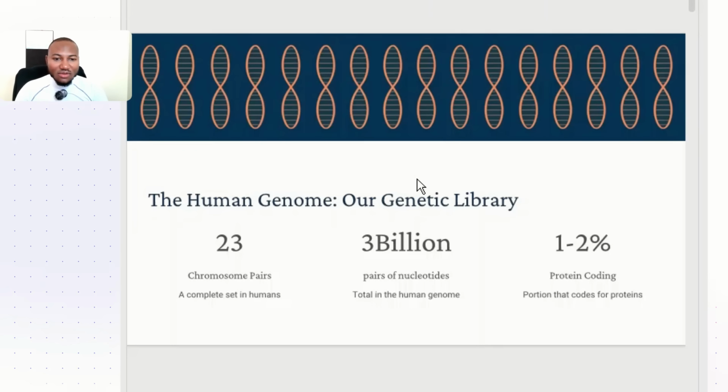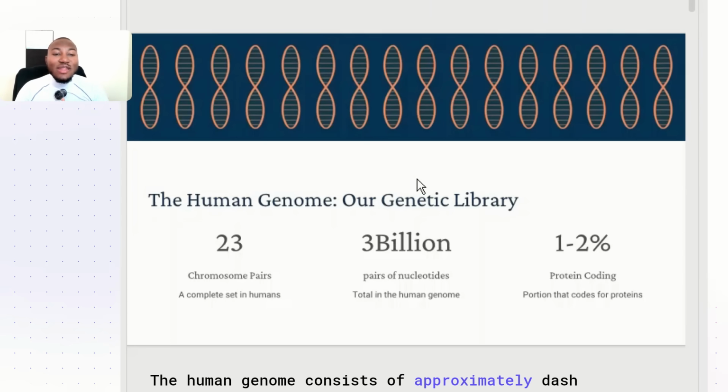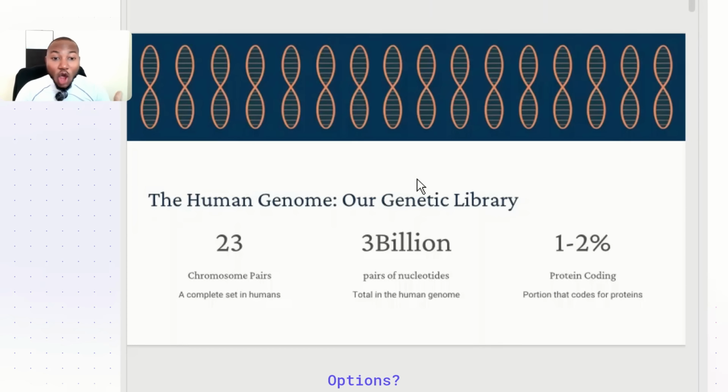3 billion. So there's a question that says the human genome consists of approximately dash pairs of nucleotides. Options: 3 billion, 3 million, 300,000, 3,000. The answer is what? 3 billion. You can't forget this. And the protein coding is 1 to 2%. So 1 to 2% of this 3 billion, you understand, codes for proteins.